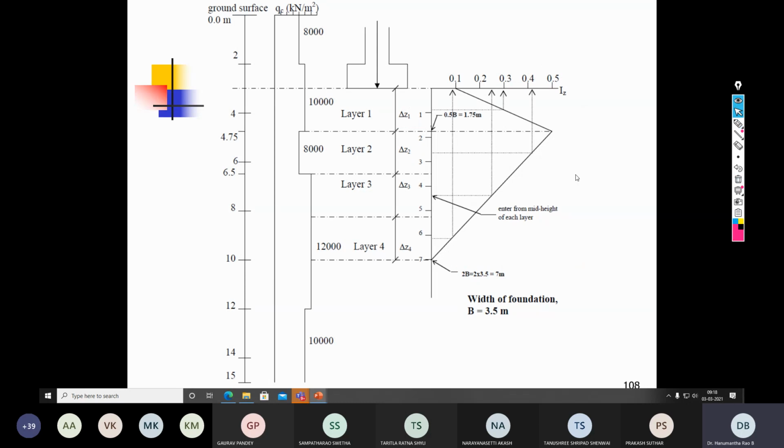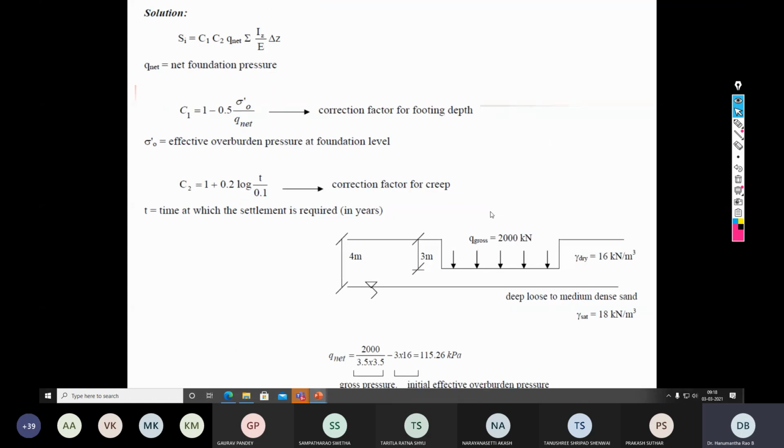Okay, so having constructed the strain influence diagram and superimposed on it the values of the QC as well as the division of 0 to 7 meter into so many layers, the next step is to calculate the different parameter values, that is C1 and C2. C1 is accounting for footing depth. C1 can be calculated as 1 minus 0.5 into sigma naught dash by Q net. Sigma naught dash, the effective overburden pressure at foundation level, is nothing but 3 multiplied by 16.